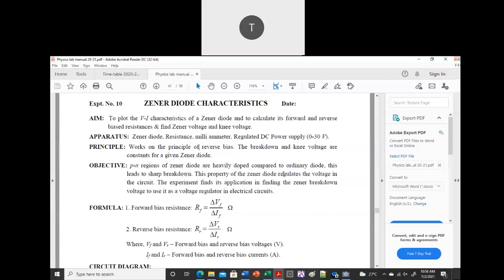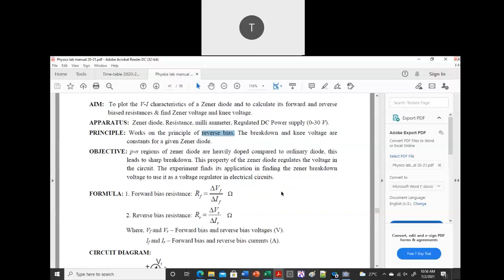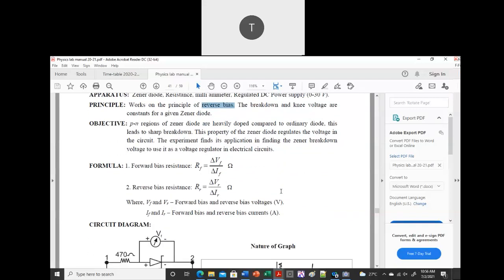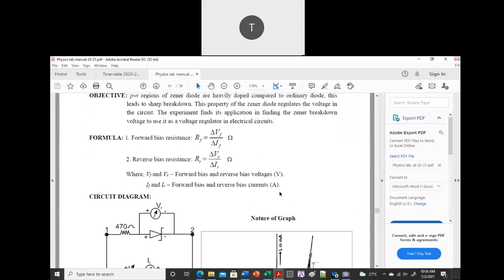Okay, so this property of Zener diode regulates the voltage in the circuit. When you are using it in reverse bias, then what happens? So this Zener diode can be used as a voltage regulator. And where do you find use of this? You can use this for cutoff voltage. If you want to do some kind of application, then you can go through it.